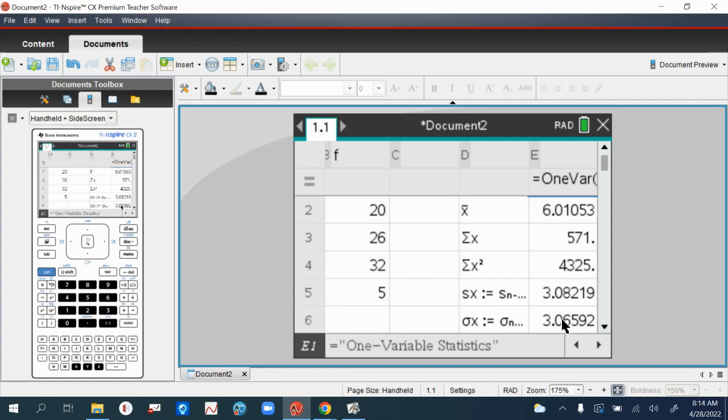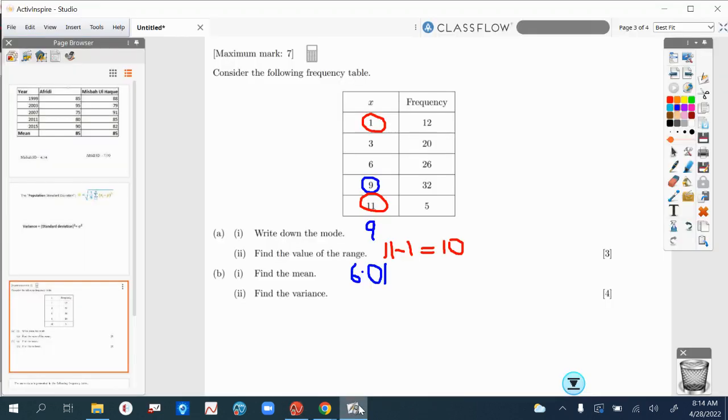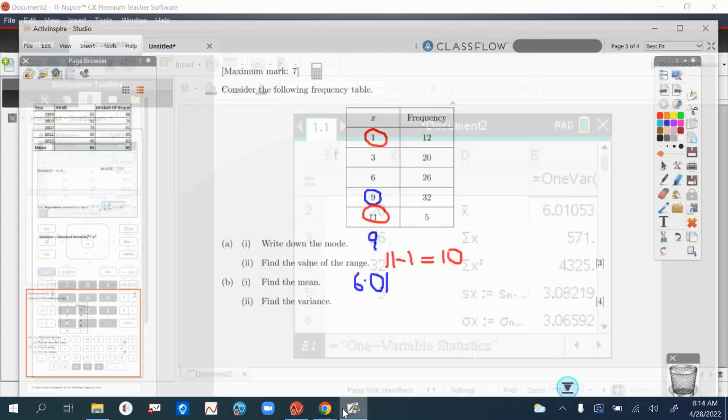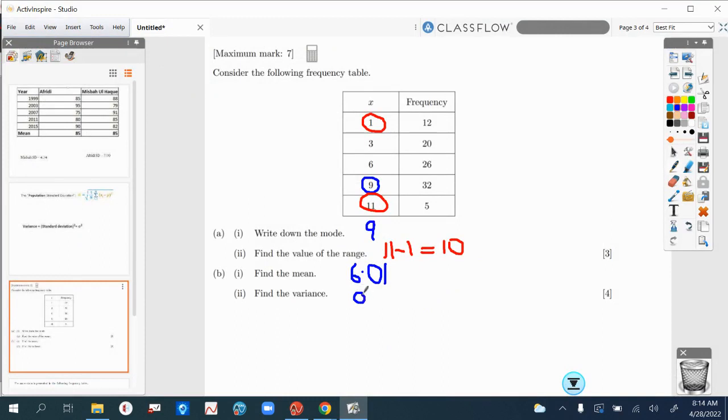So 3.06, which I'm going to put into my separate calculator here, 592. Now remember that you're looking for the variance, so you have to square your standard deviation. So if we square that, we should get 9.399, so 9.40, as they'll want it, as per usual, to 3 significant figures. So that then is the measure of spread. You've not had to comment in this case, but remember, the higher the variance, the higher the standard deviation, the more spread out the data is from the mean.